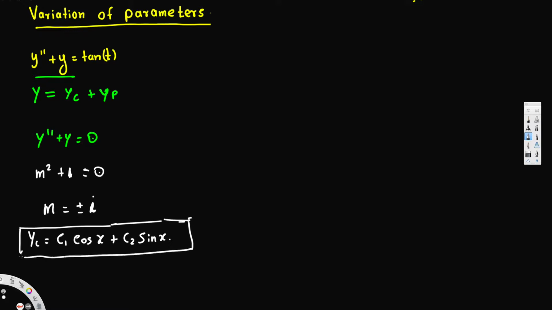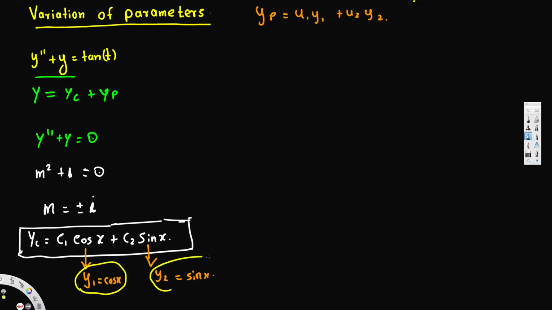Now the next thing is we have to find the particular solution. To find it, we have to figure out what y1 and y2 are. The first one is y1 and this is our y2: y1 is equal to cos x, y2 is equal to sin x. To find the particular solution, this is the format: yp is equal to u1 times y1 plus u2 times y2. Here y1 and y2 are already known.